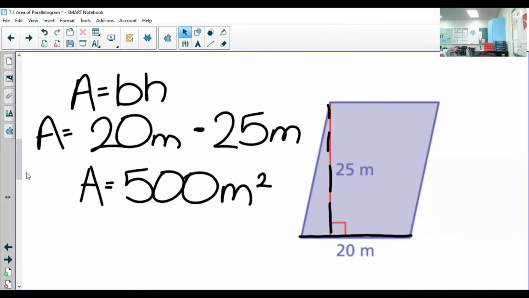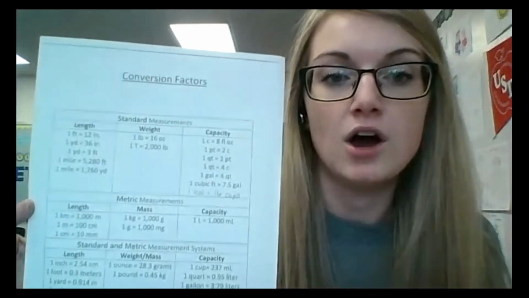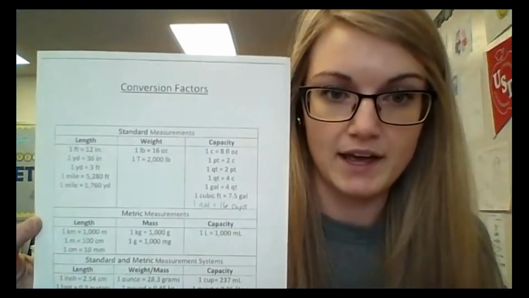All right, now hopefully that's making a little bit of sense to you, and I'm actually coming back to show you something that we're going to need for the next type of problem. So what I want to show you next is this piece of paper right here, these conversion factors. Do you remember this worksheet? It should be in your math fact folder. If you don't have that, I'm actually going to post a copy of this on Google Classroom, okay?